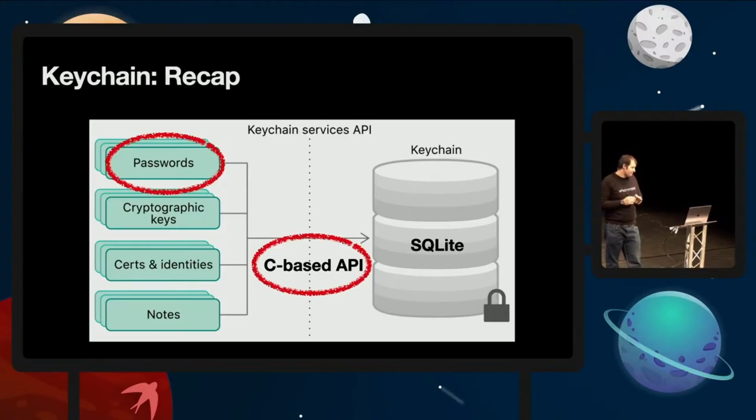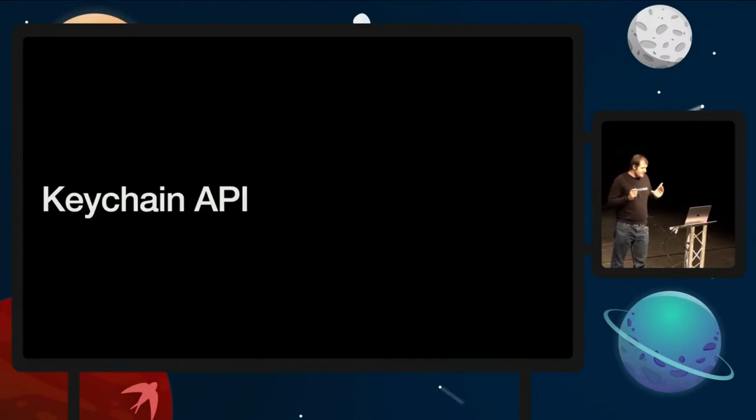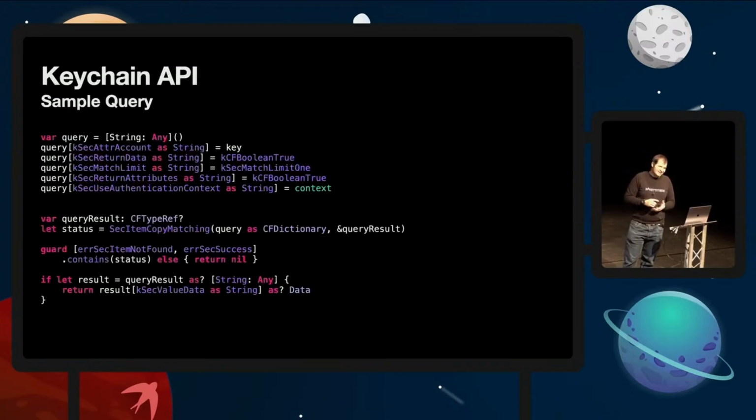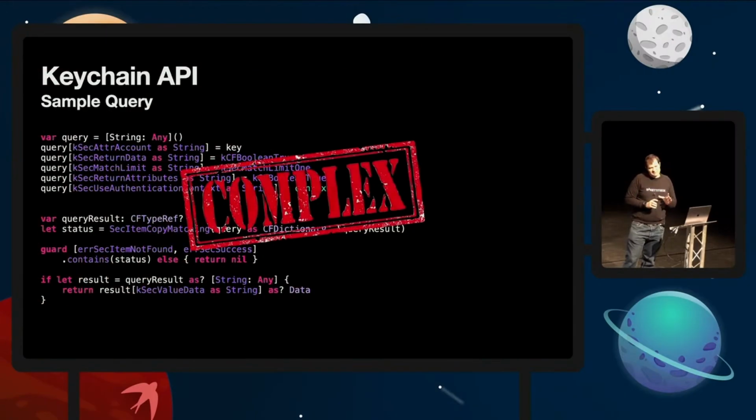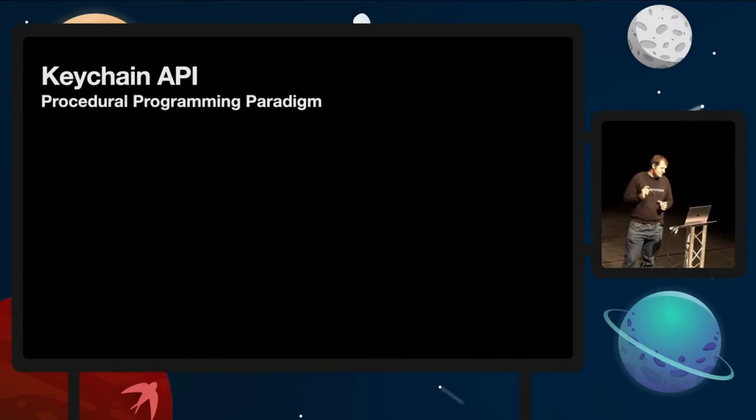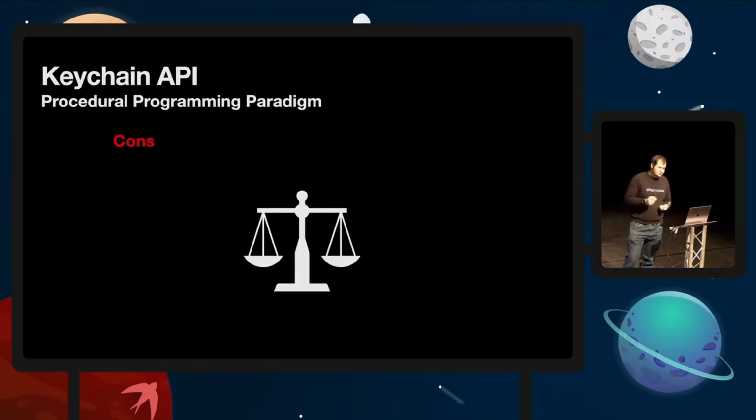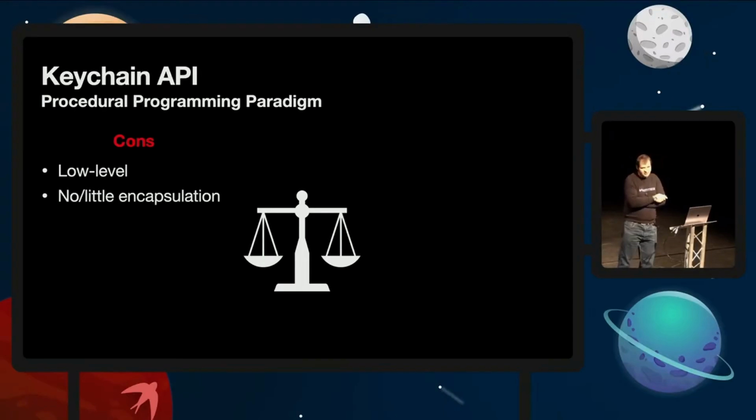And let's take a look at the Keychain API. If you would query keychain directly, it would look something like this. It looks complex, but in fact, if we break it down into multiple specific segments, it becomes a bit clearer. The reason for this complexity is it's a procedural programming paradigm. And there are lots of cons. It's low level, you have to spell everything you want to do. There is no encapsulation, you're passing around dictionaries, you don't know the data types.